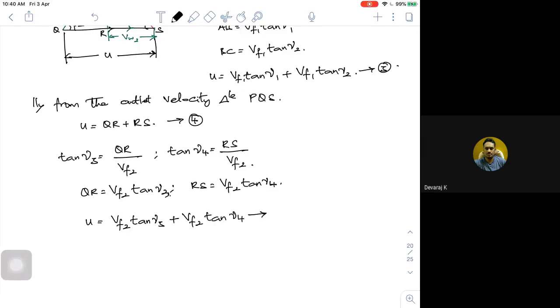So what is it actually? What is the significance of this particular thing? If you look into this, now 3 and 4, I can write 3 and 4 as some kind of a relationship.